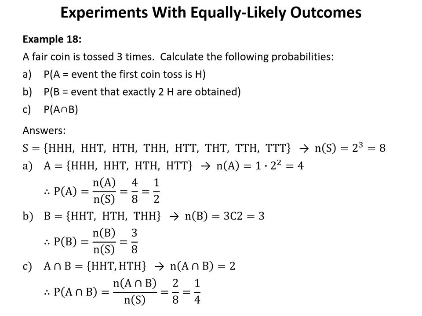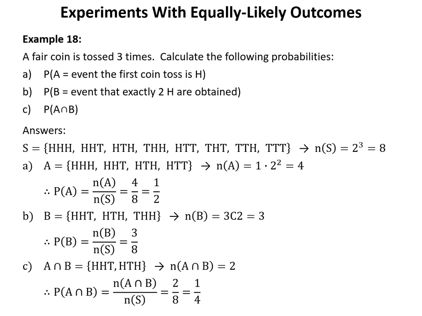So we begin our solution the same way, with the premise that since this is a fair coin, all of the outcomes in the sample space are equally likely, and there are 2 to the power 3 equals 8 of those that you see listed on the slide.